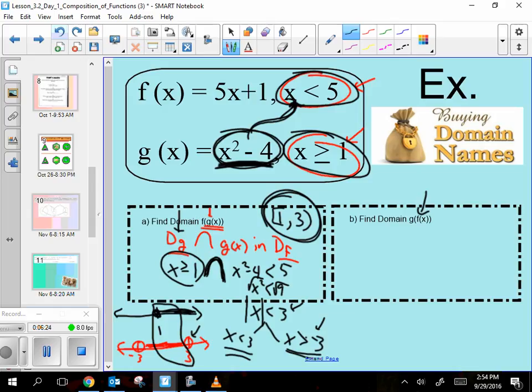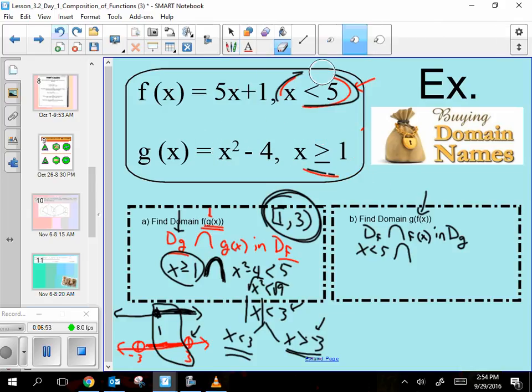I'm going to start by showing you how the formula would look now. Remember, it was the domain of the inside one, so now it's domain of f intersected with not as simple as domain of g, but domain of g goes over here, and it's f of x in domain of g. All right, so what's the domain of f? Domain of f is x is less than 5, intersected with f of x. F of x, I'm going to go up in here now and put f of x, which is this guy right here, into the domain of g, which is right there.